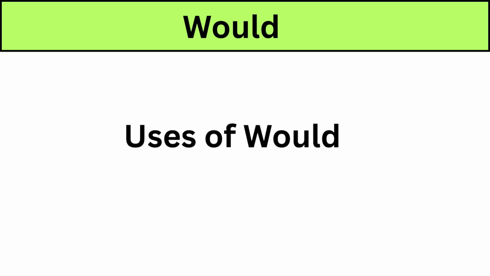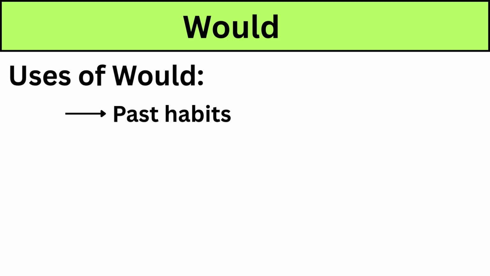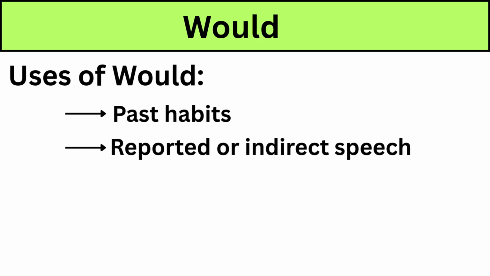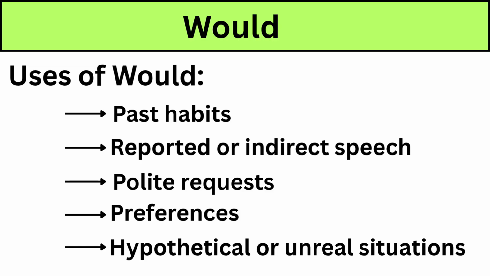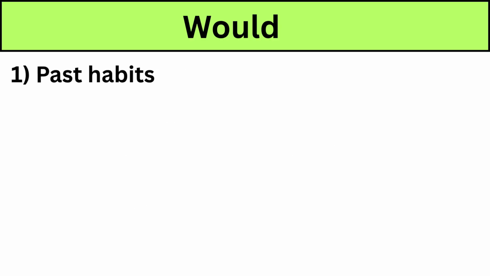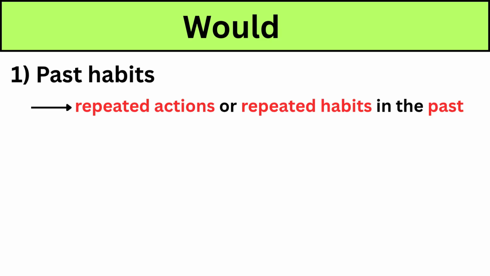Would is used for past habits, reported or indirect speech, polite requests, preferences, and hypothetical or unreal situations. Let's look at each one in detail. Past habits. We use would to talk about repeated actions or repeated habits in the past.